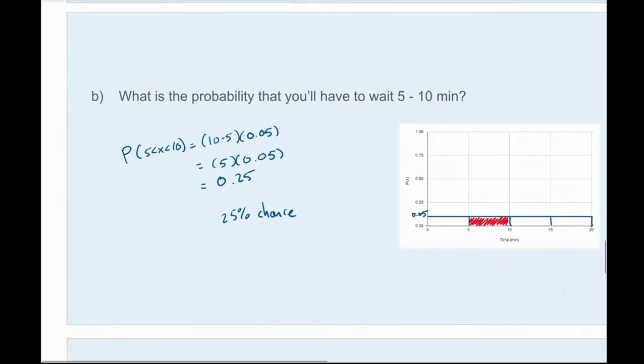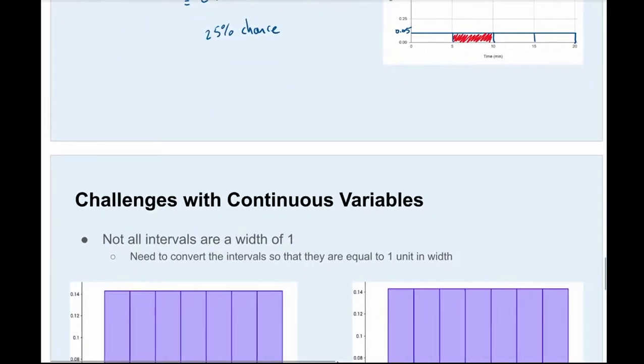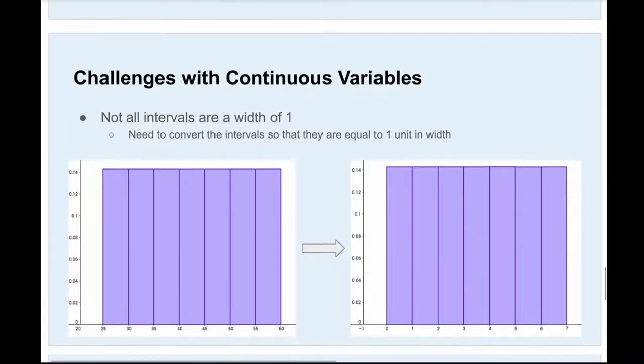Good. All right, some of the challenges when dealing with continuous variables. Sometimes whatever we're dealing with, whatever our intervals tend to be, they're not always going to be intervals with a width of 1, or they're not always going to start at 0. And if that's the case, then we need to convert the intervals so they are equal to 1 unit in width.